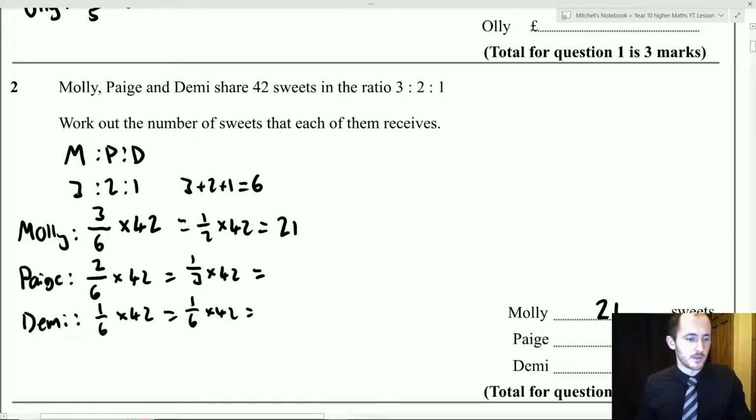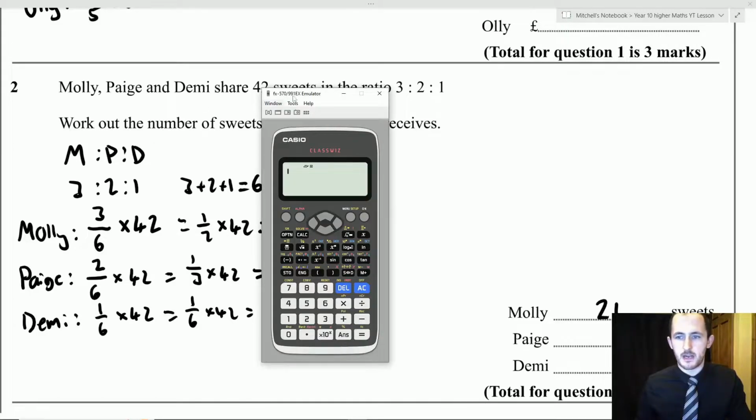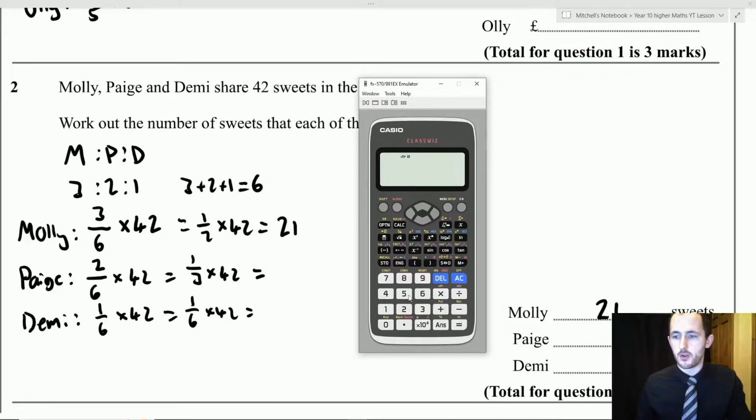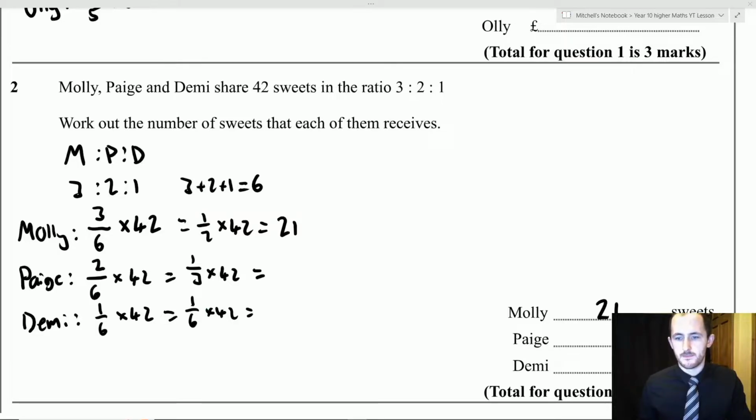And you can also use a calculator to work these out. These ratio questions can come up on calculator or non-calculator papers. Either way, it's fine. So if we start working these out, forgive me, I'm being slightly lazy today. 14. Which means this should be 7 because it's half of that.